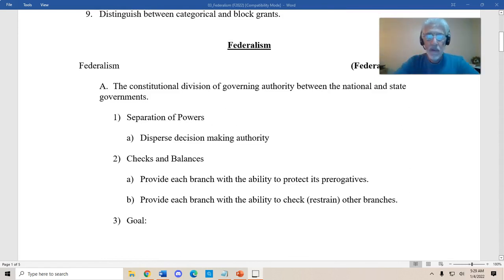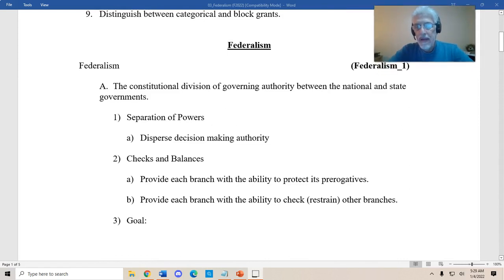When I talk about federalism, the definition, as you can see on the video, is the constitutional division of governing authority between the national and state governments. Now, like I do in all of my lectures, there's a definition. Let me elaborate on that.